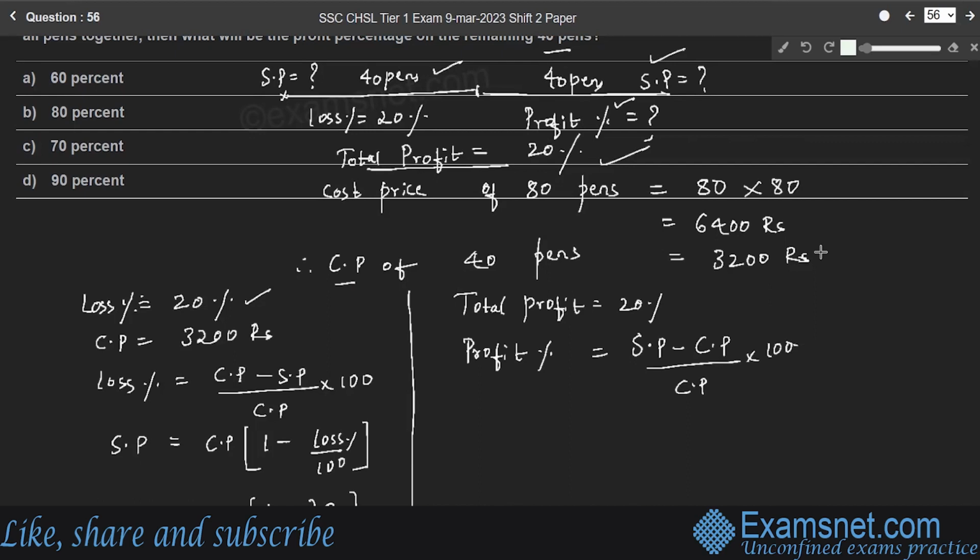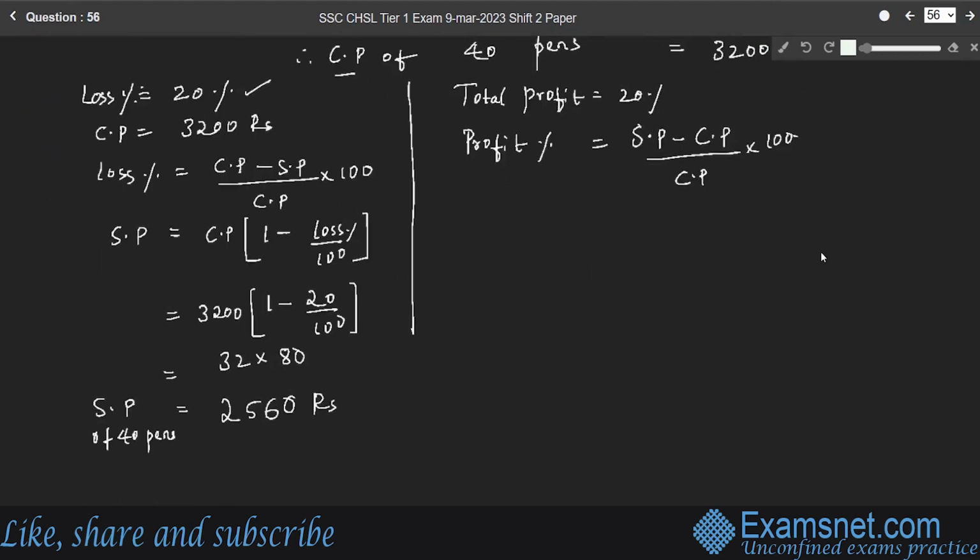Here, we need to find the selling price of all 80 pens, right? We don't know the selling price of all 80 pens. Only the first 40 pens' selling price we know. Just now we have calculated 2,560 rupees. Therefore, profit percentage 20 is equal to, so here selling price of first 40 pens 2,560 plus selling price of the remaining 40 pens minus cost price.